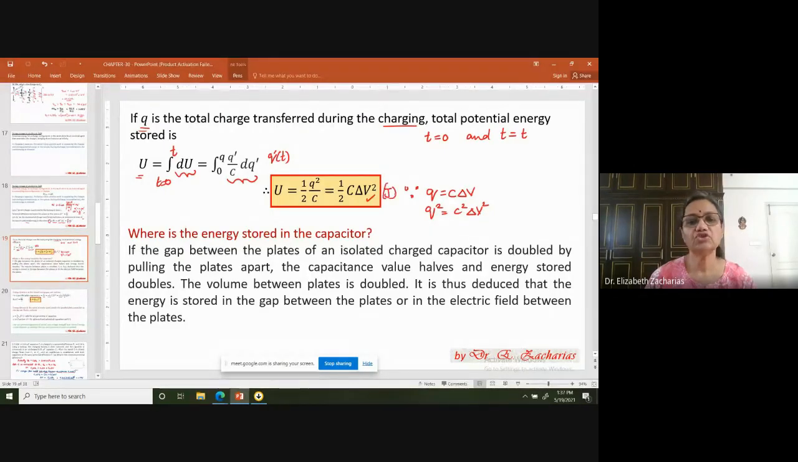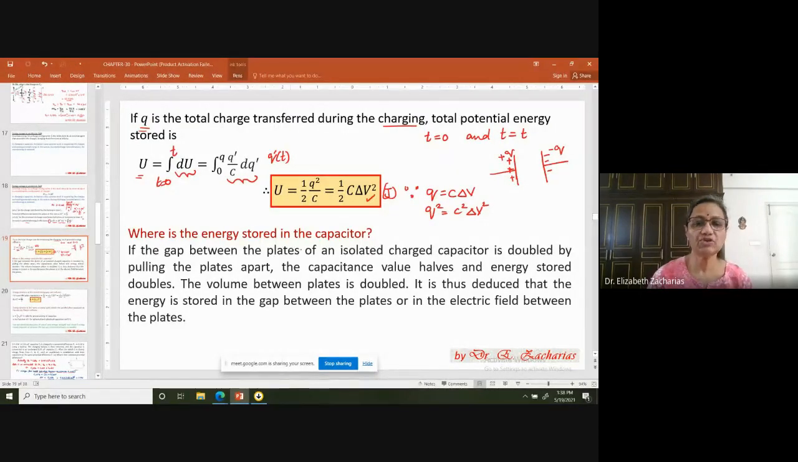The unit is joule. Okay, now the question is, you are saying that there is a capacitor. One plate has been charged and made plus Q. The other has been charged and made minus Q. Now where is the energy stored? Where is the energy stored in the capacitor is the next question. Let us try to answer that.